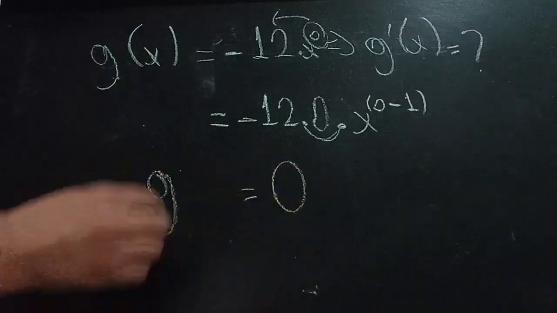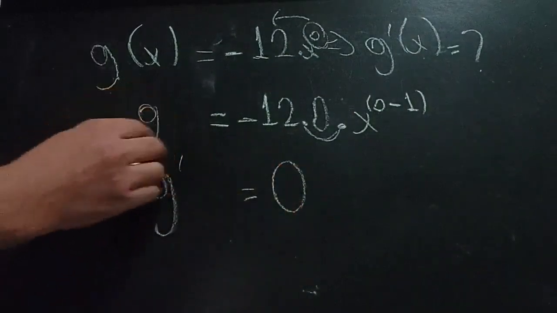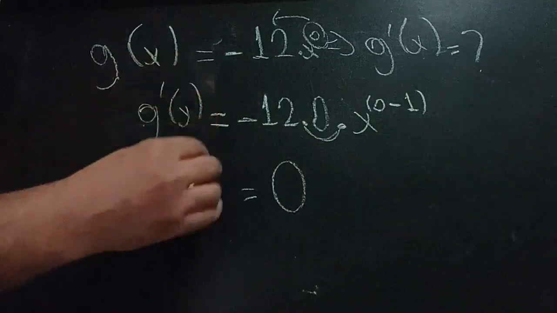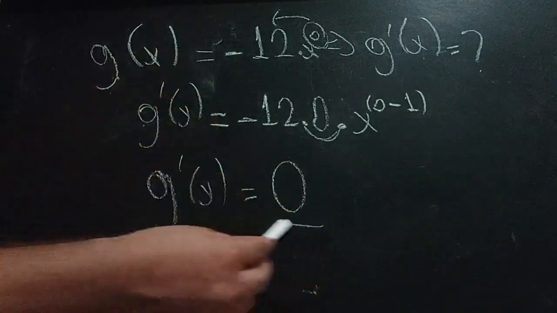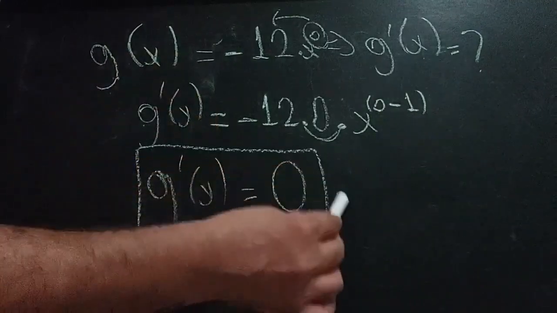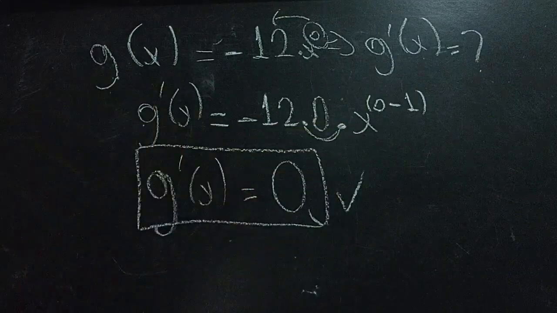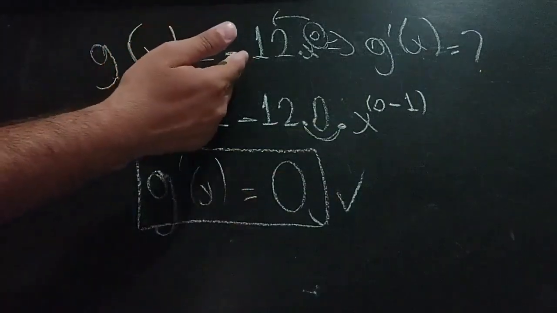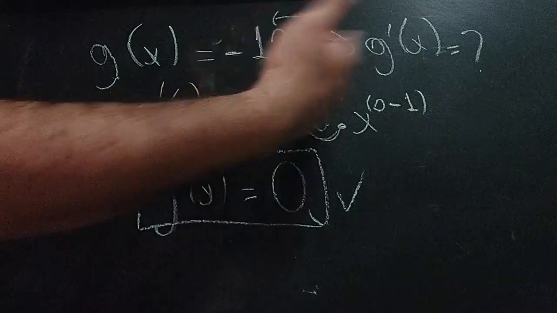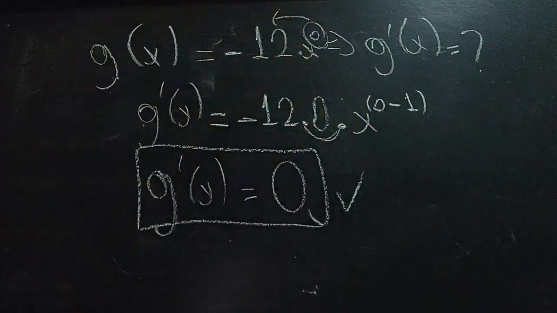That means the derivative of g(x) is going to be 0. See, anytime when you have a constant number, nothing else, the derivative of that function is going to be 0.